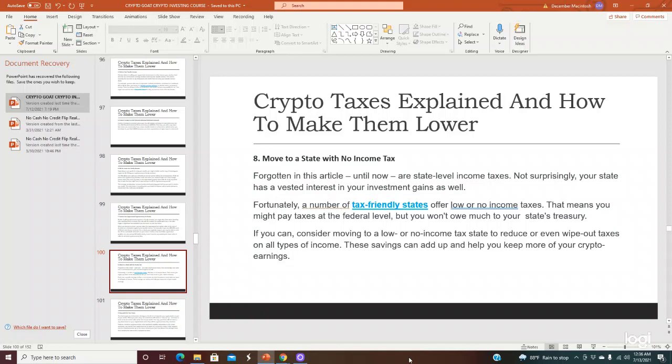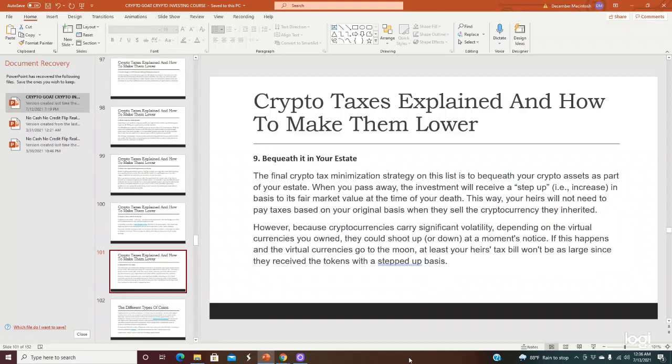So 9, bequeath it in your estate. So the final crypto tax minimization strategy on this list is to bequeath your crypto assets as part of your estate. When you pass away, the investment will receive a step up increase in basis to its fair market value at the time of your death. This way, your heirs will not need to pay taxes based on your original basis when they sell the cryptocurrency they inherited. However, because cryptocurrencies carry significant volatility depending on the virtual currencies you own, they could shoot up or down at a moment's notice. If this happens and the virtual currencies go to the moon, at least your heirs' tax bill won't be as large since they received the tokens with a stepped up basis.